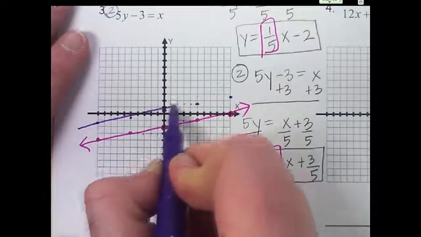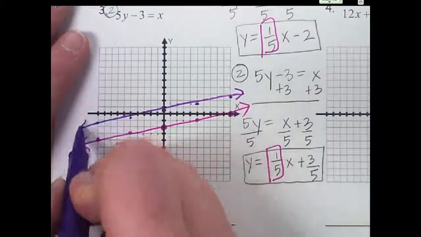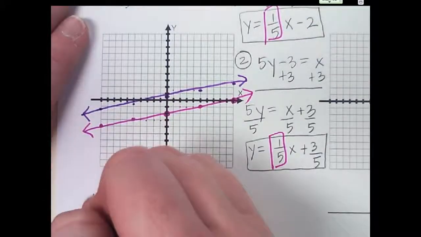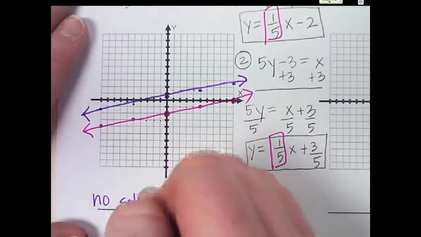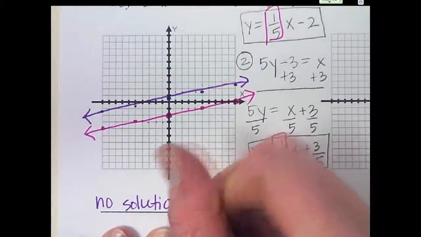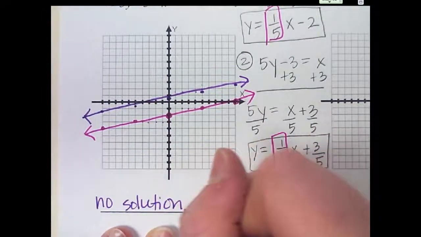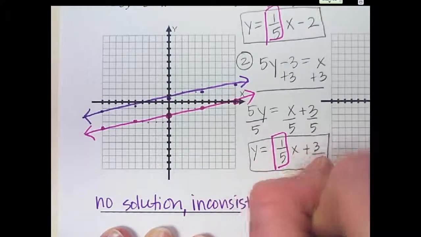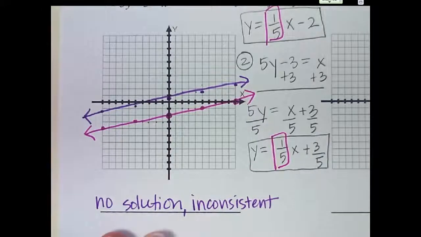Okay, so you should see that they're going to be parallel lines, which means I have no solution. And what's our classification for that? Inconsistent. Good. No solution and inconsistent.